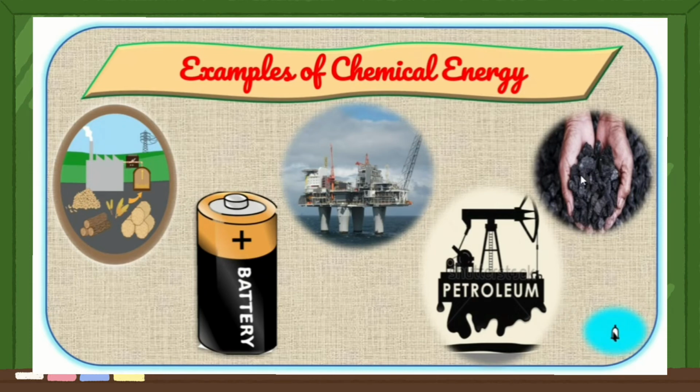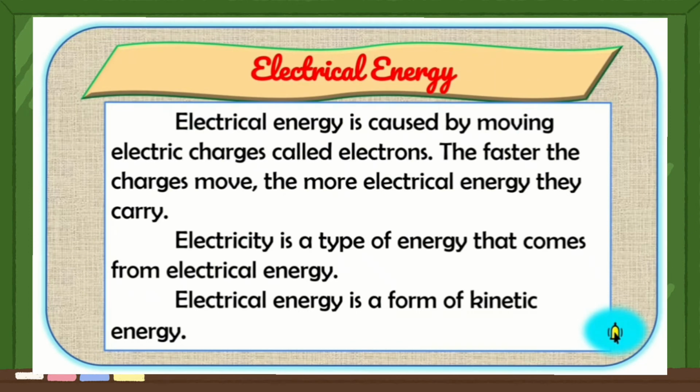Ganon din po yung coal natin kapag yan ay ginamit natin as panluto, makakapag-produce na po tayo ng heat energy. Tapos sa battery naman, pwede tayong from chemical energy na naka-store sa kanya, pwedeng magkaroon ng light energy by means of torch light. Okay? Now let's move on to electrical energy.